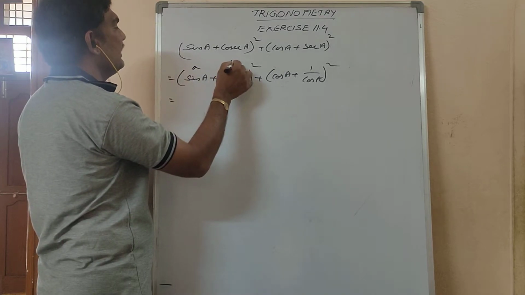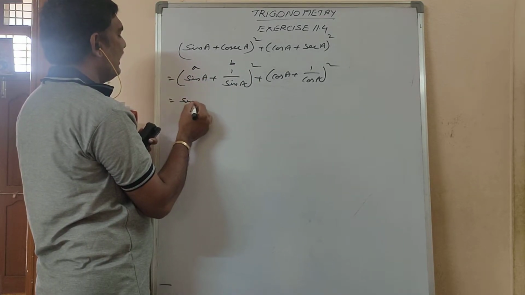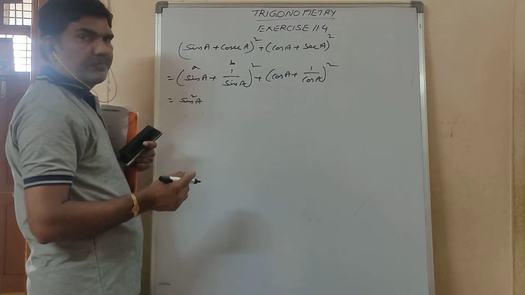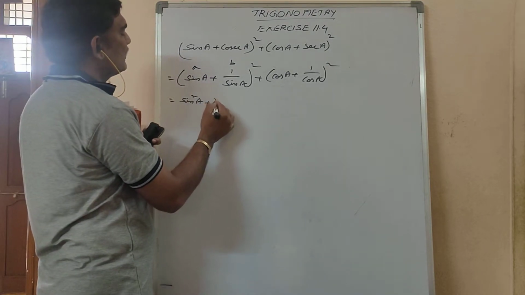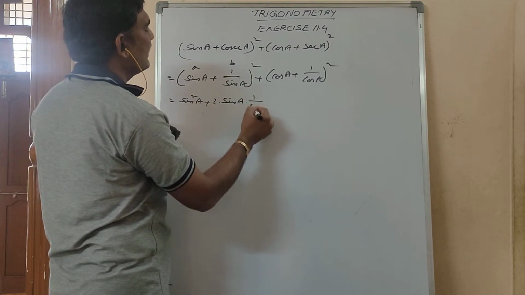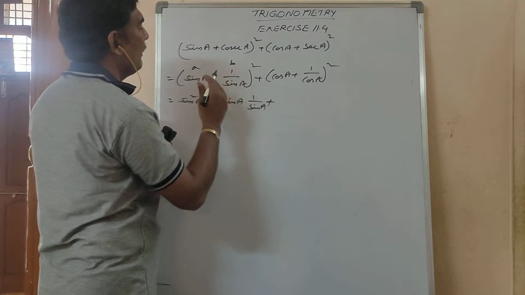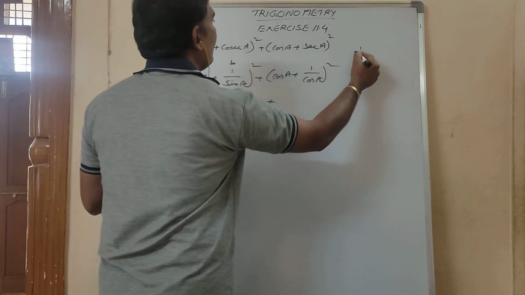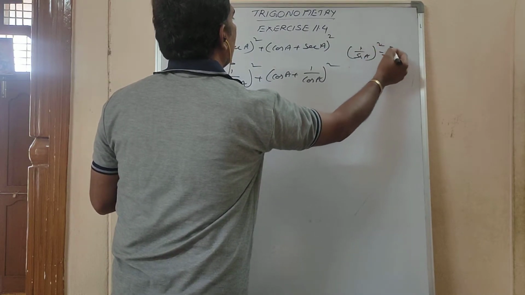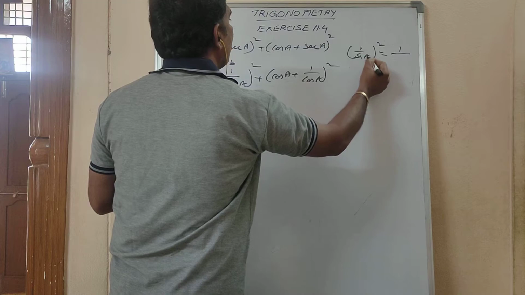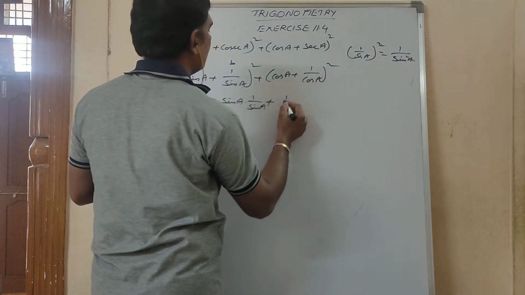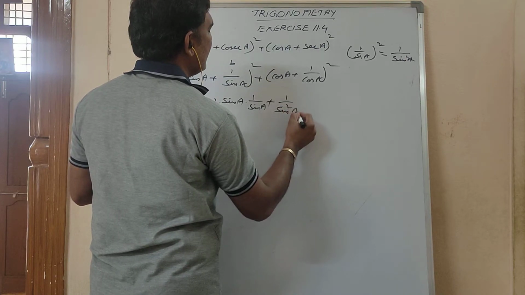It is A, it is B. A square means what do I have to write? Sin A whole square, which is sin square A. Then plus 2A B, where B is 1 by sin A. Then B square, which means 1 by sin A whole square. 1 square is 1 only, and sin A squared becomes sin square A, so you can write 1 by sin square A.